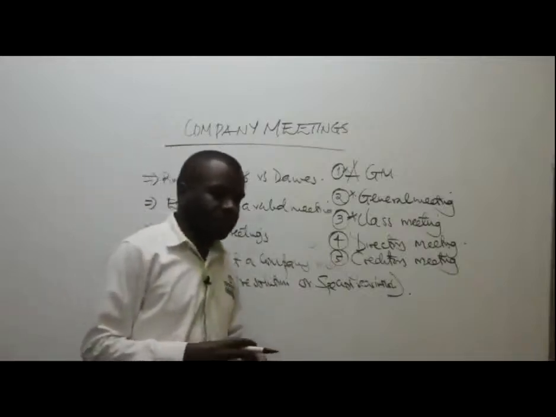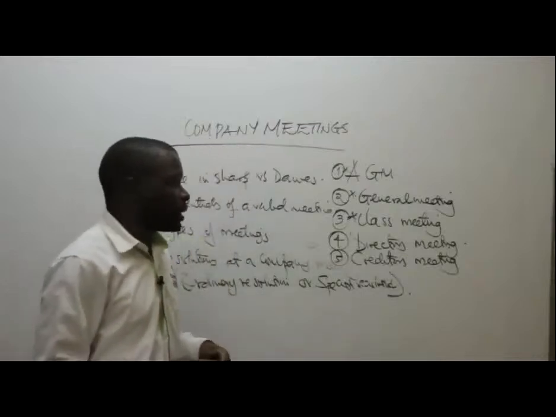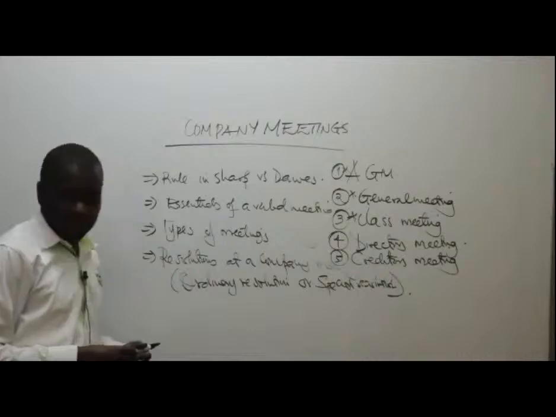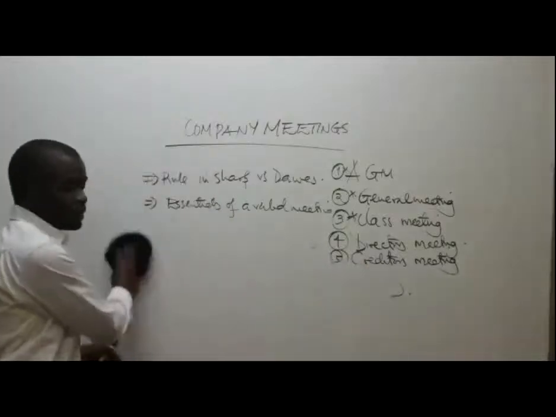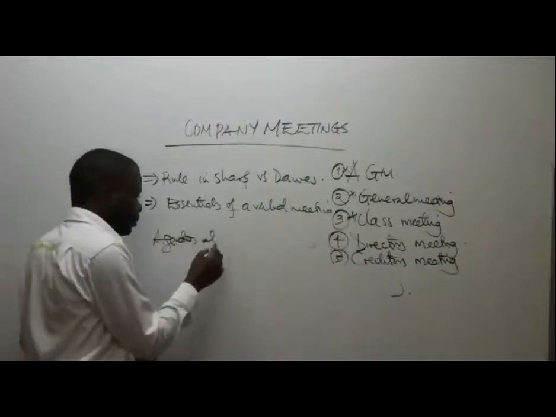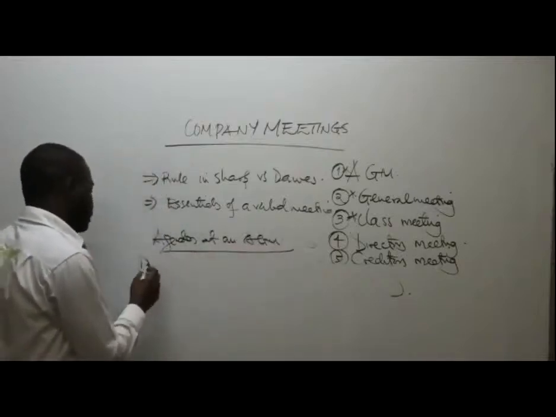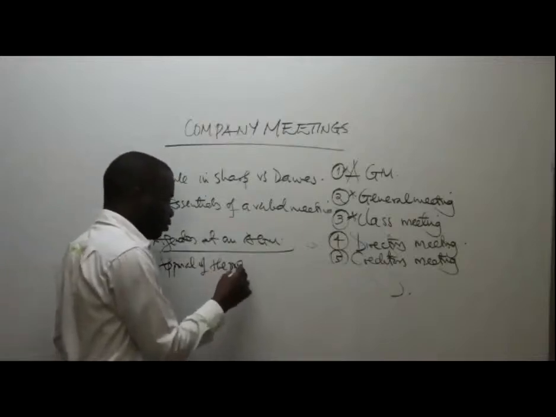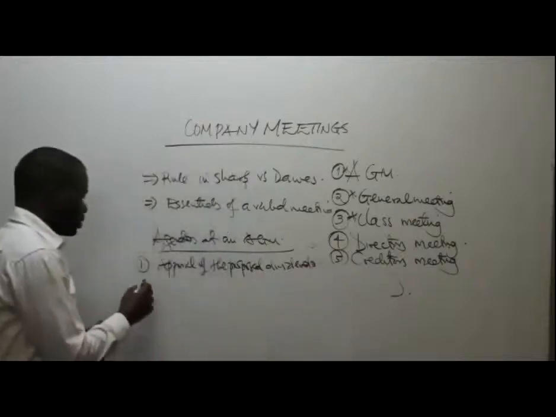So what are normally the active agendas? I think we tackled this in a question that was asked by one of our friends here: what are the active agendas that are normally discussed at an annual general meeting? So the agendas at an AGM. Number 1 is approval of the proposed dividends of the company.